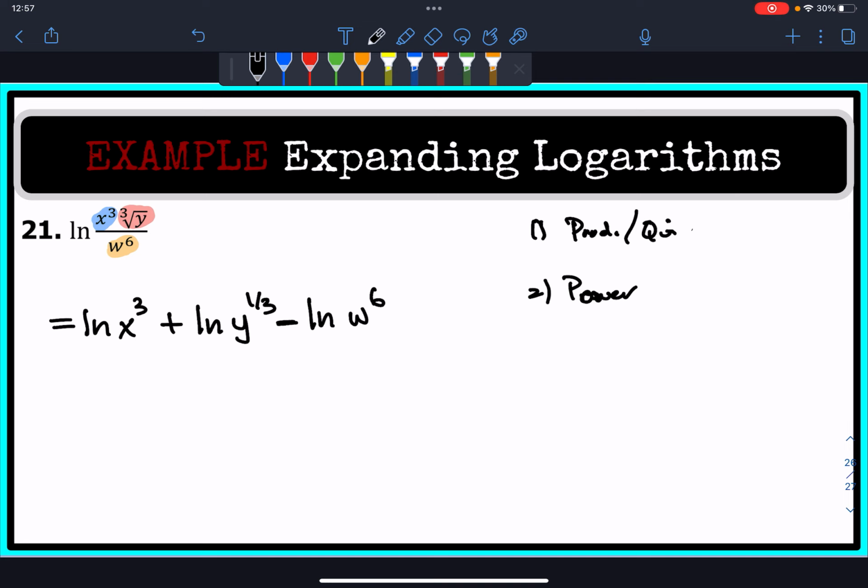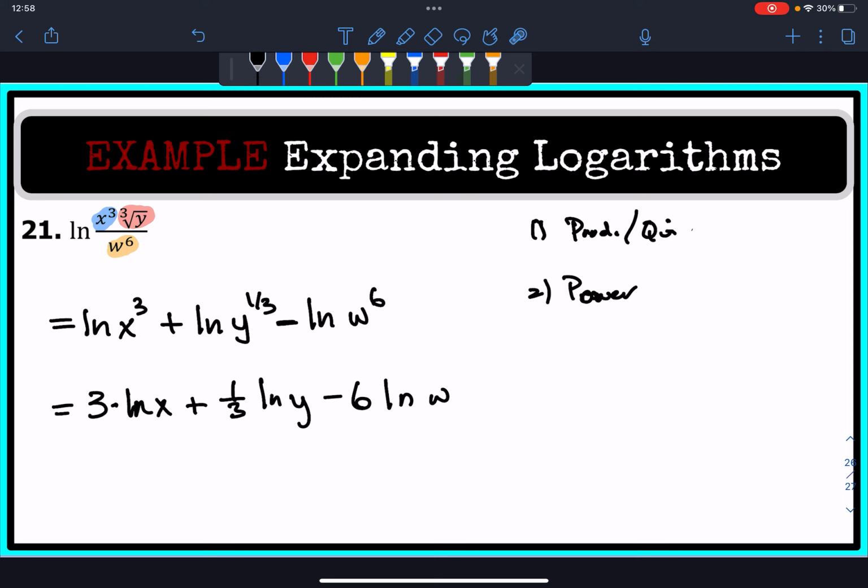So I have given each one of these factors and quotient its own log, and now I can apply the power rule by moving these exponents to the front. So we have 3 times the natural log of x, 1/3 times the natural log of y, and then 6 times the natural log of w.